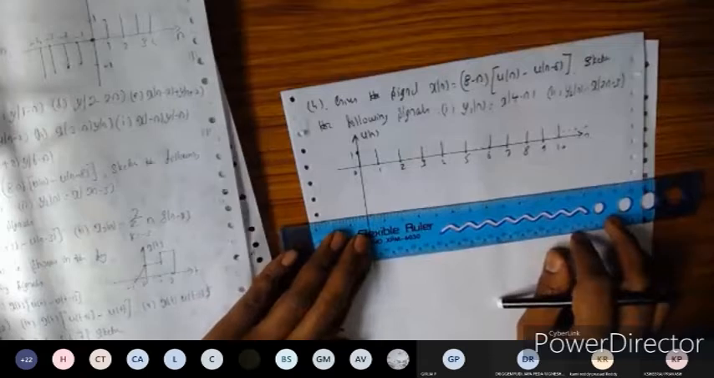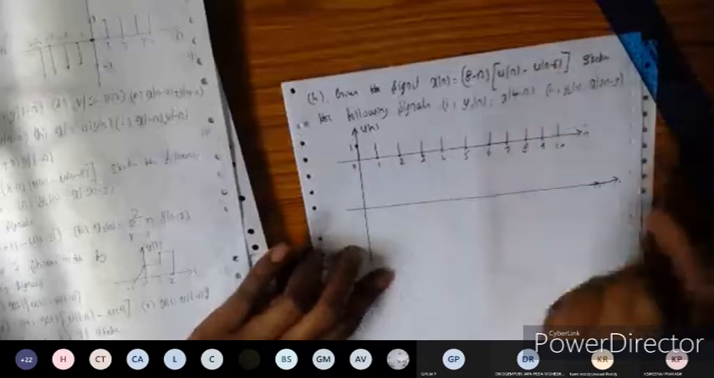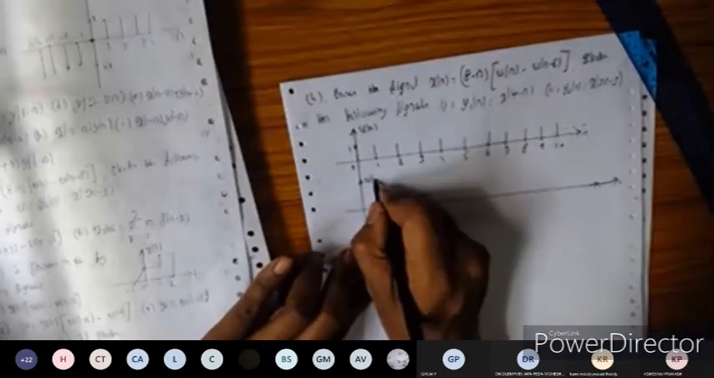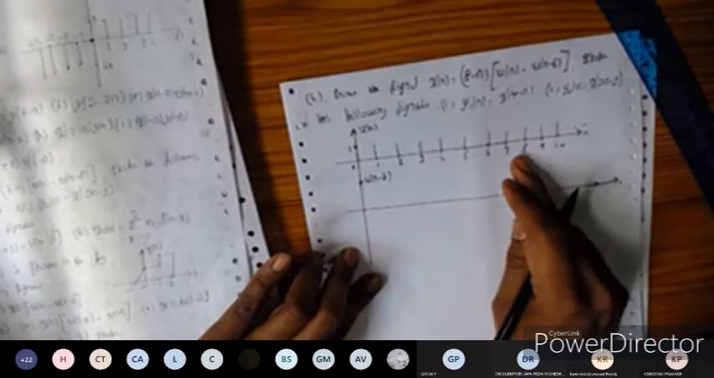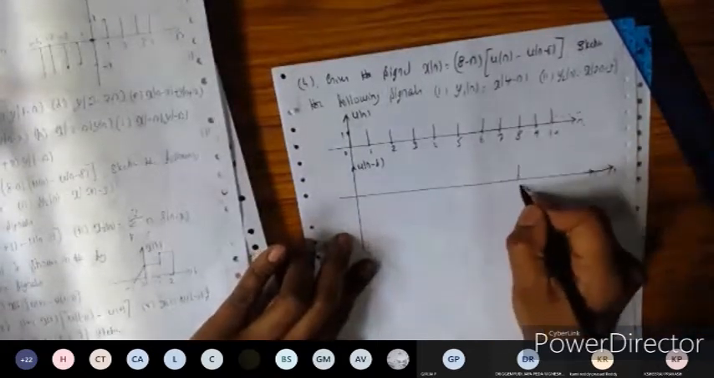The next one is u of n minus 8. u of n minus 8 means this u of n is shifted towards the right side by 8 units. So it is going to begin from 8 here.